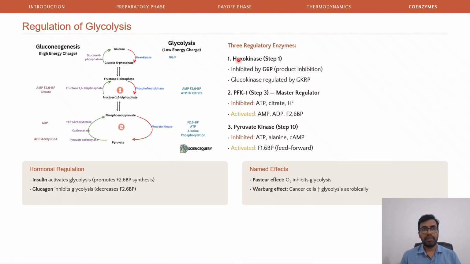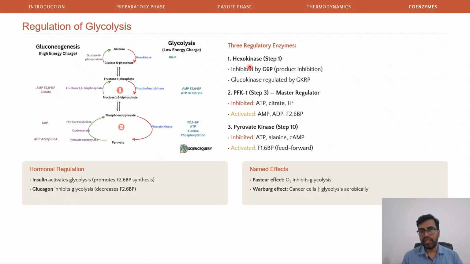In the previous steps, we have understood how glucose will get converted into pyruvate, and also we have understood the energetics, what is the amount of energy which is being generated from the glycolysis in the form of ATP. Now in this step, finally we will discuss how this glycolysis is regulated.